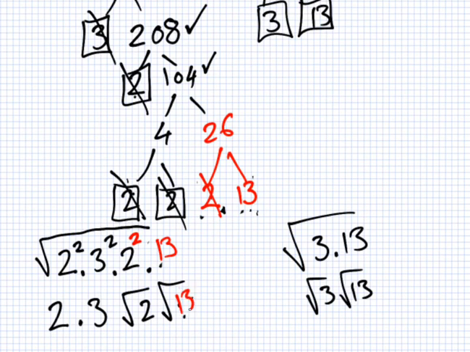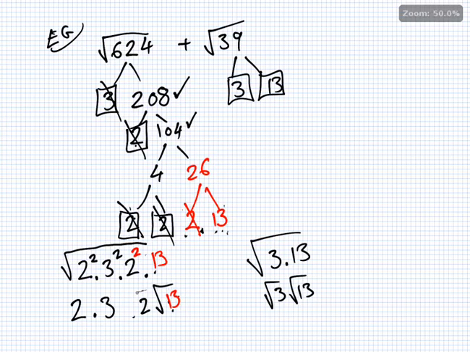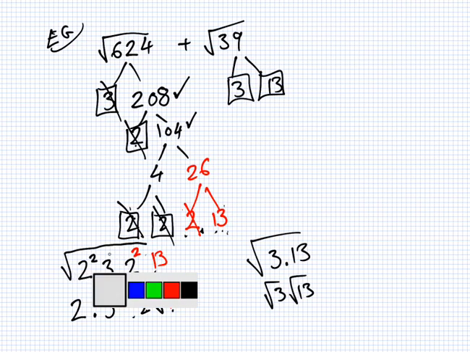Alright, so the next type we want to do is suppose I ask you to do something like this: root 624 plus root 39. So in fact, it's like the last question. You need to do the prime factorization on both of these numbers. So let's see. 624.